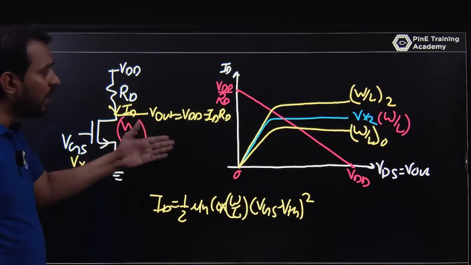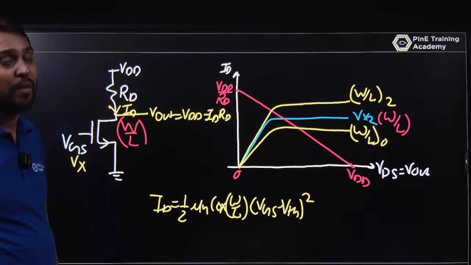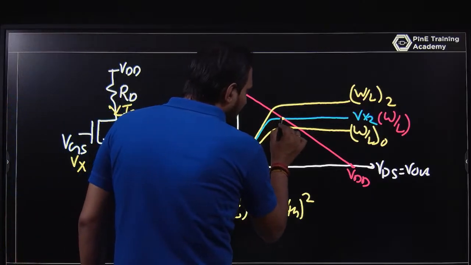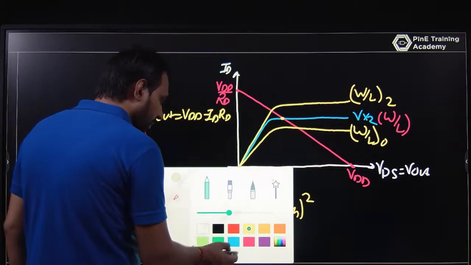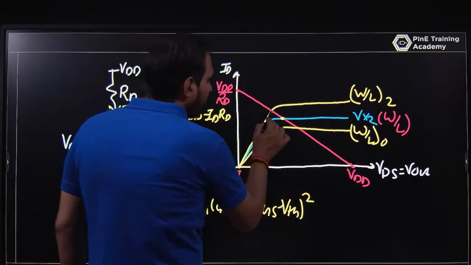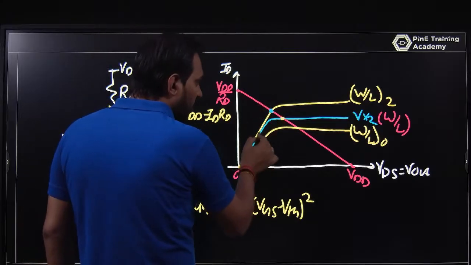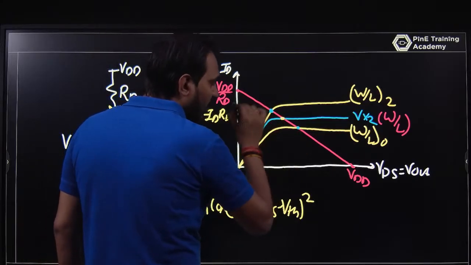and if Vout is less than VGS minus VTH, the MOSFET enters the linear region. So if you look here, this is the point at which the MOSFET is in saturation, but at this point the MOSFET is in linear. This is the point where the MOSFET is in linear, and that is the point where the MOSFET is in saturation.